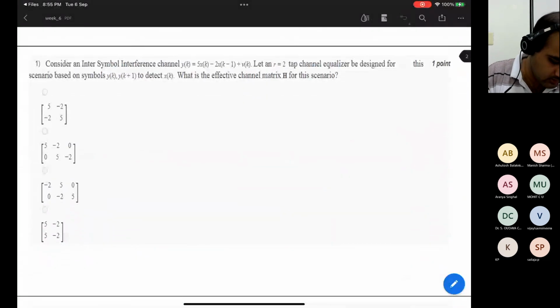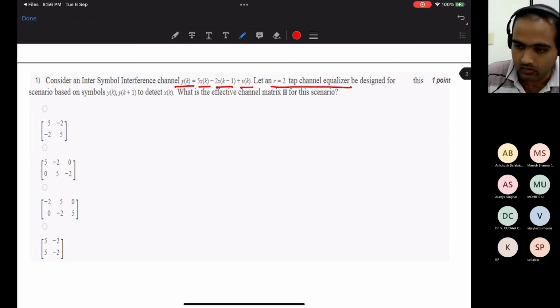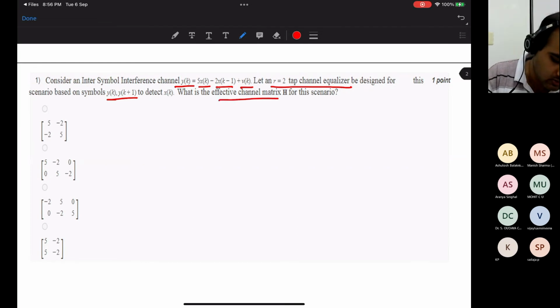This is week 6. So let us start. All right, we are given a signal model: yk is 5 xk minus 2 xk minus 1 plus vk. We have a 2-tap channel equalizer based on yk and yk plus 1. First we have been asked what is the effective channel matrix H.